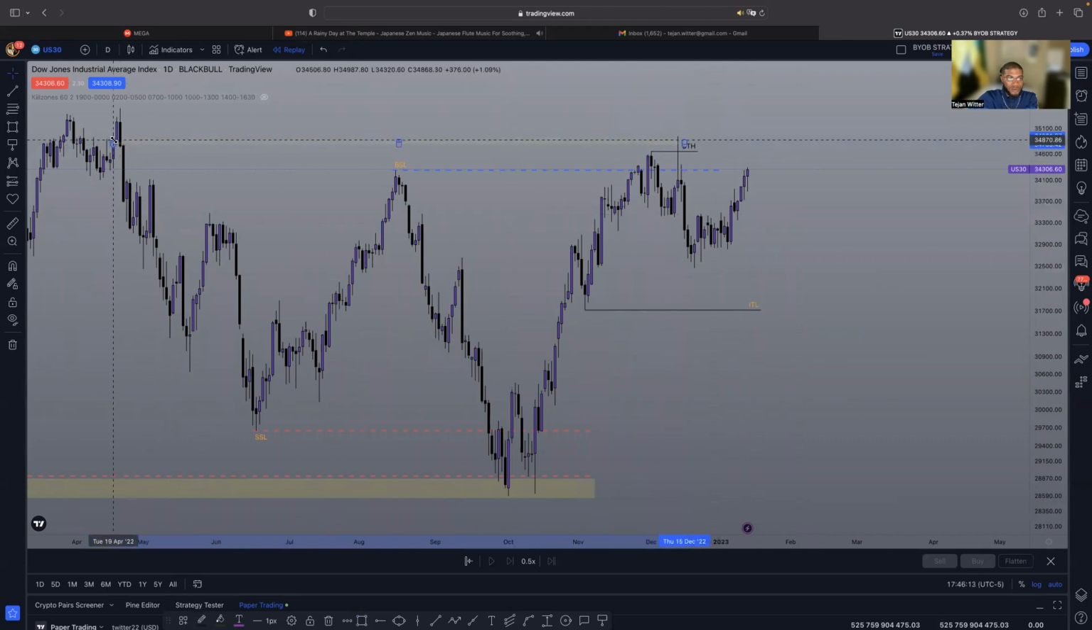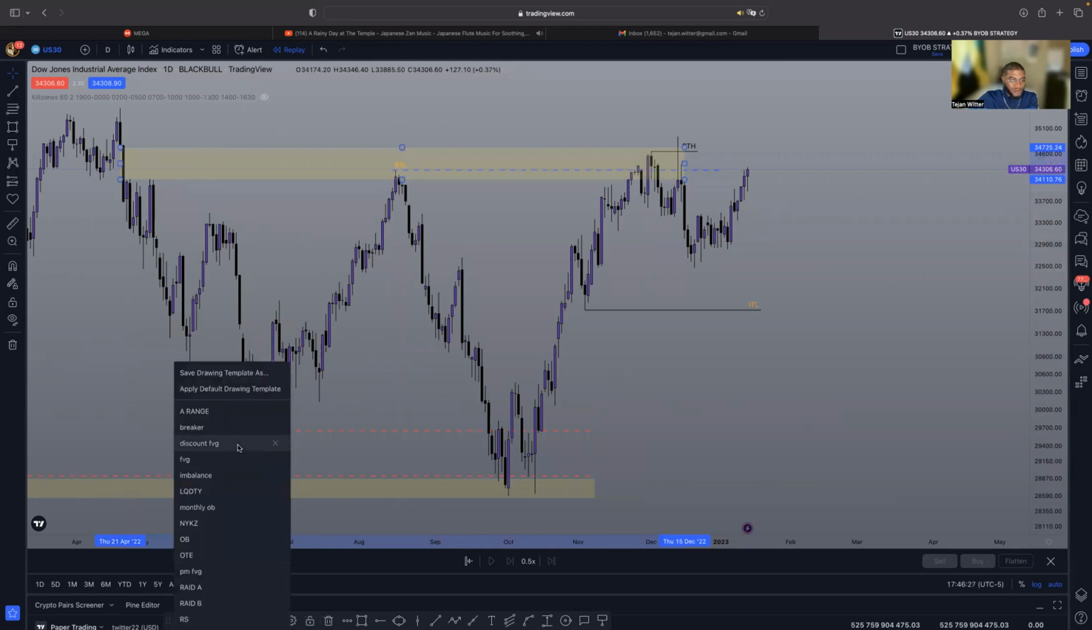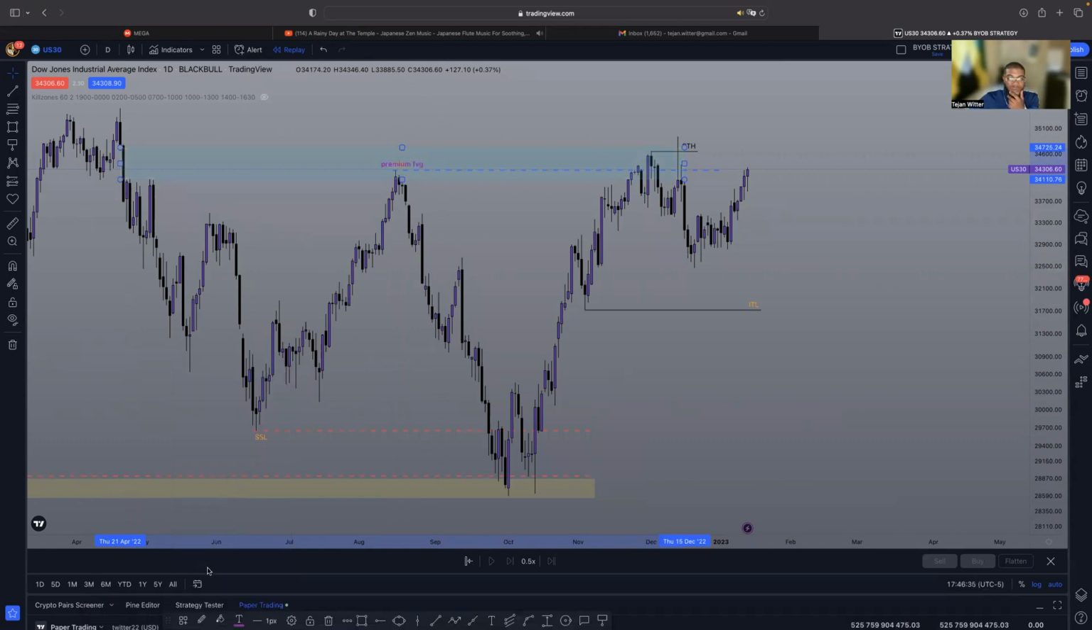Cool. And I mean, if you want to use this larger one over here too, all right, we're just going to use this larger one. From here to here, that's another area where smart money will look to offset long positions. So this is a premium fair value gap right here. Cool.